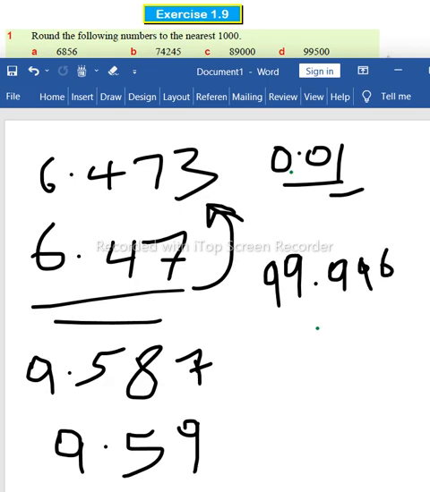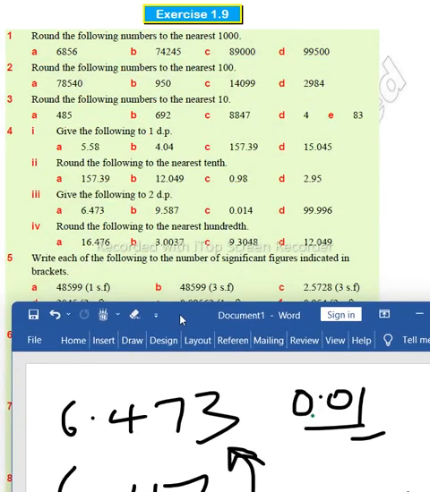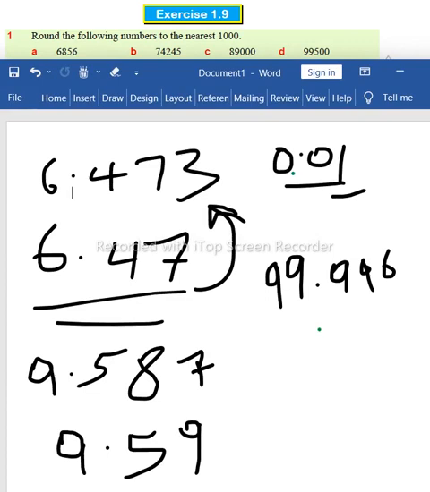99.996. Yes, we are correct. So we have to write this number to two decimal places: one decimal, two decimal. As we see 9, the nearest number to 9 is 6. 6 is greater than 5, so we have to add 1 to the 9.